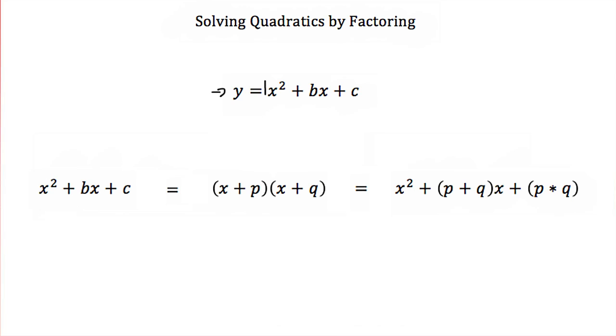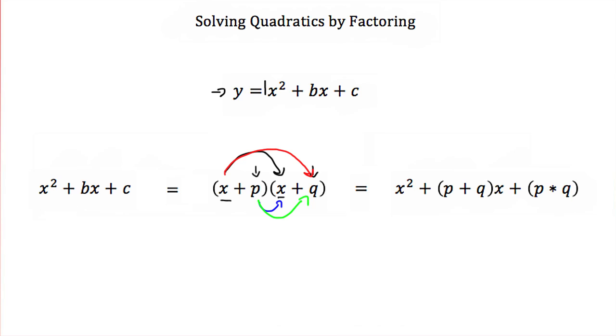Remember, if we have an x squared plus bx plus c, we get that from our two binomials where we have x, and then two numbers, and we're going to call those p and q. So when we were to FOIL this, we would take our first terms and multiply them together. Then we would take our outside terms and multiply them together. Then we would take our inside terms and multiply them together. Then lastly, we would take our last terms and multiply them together.